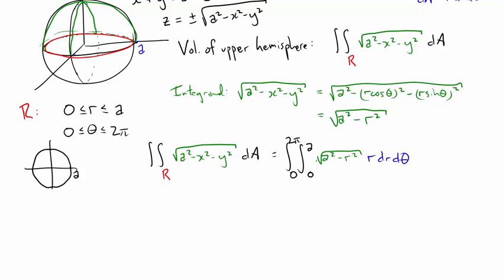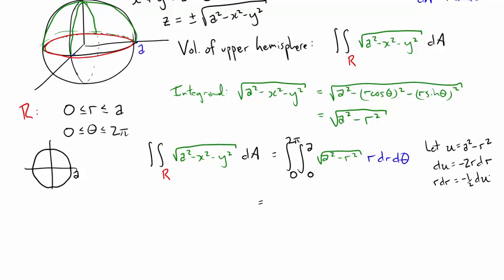Take a moment and think about how you would integrate a function of that form, if you encountered it in a first-year calculus class. We can do it using substitution. So let's let u be a squared minus r squared. So then du will be minus 2r dr. In particular, r dr, which is what we see under the integral, will be minus a half du.